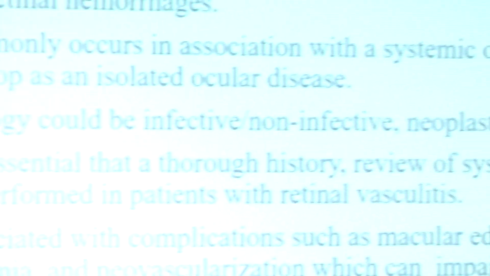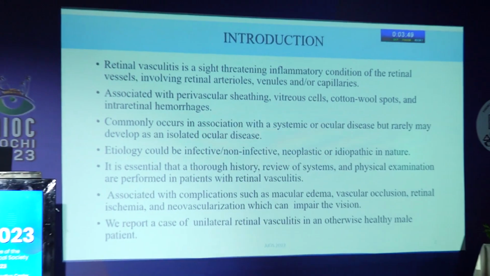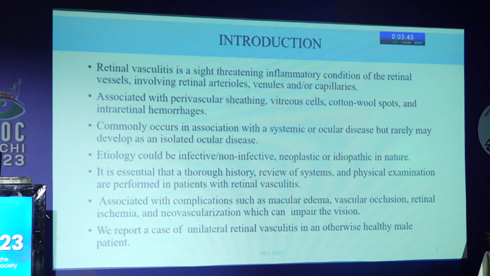Retinal vasculitis is a sight-threatening inflammatory condition of the retinal vessels associated with perivascular sheathing, vitreous cells, cotton wool spots, and intraretinal hemorrhages. It commonly occurs in association with a systemic or ocular disease, but rarely may develop as an isolated disease. Etiology could be infective, non-infective, neoplastic, or idiopathic in nature.